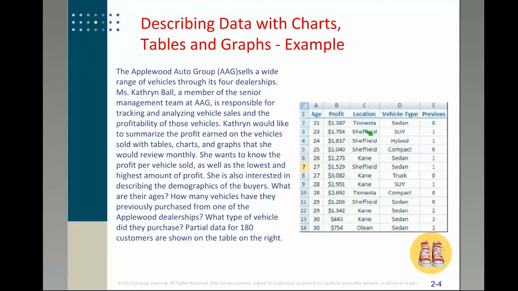Catherine would like to summarize the profit earned on the vehicles sold with tables, charts, and graphs that she would review monthly. She wants to know the profit per vehicle sold, as well as the lowest and highest amount of profit. She's also interested in describing the demographics of the buyers, such as their ages, how many vehicles they have previously purchased from one of the Applewood dealerships, and what type of vehicle they purchased. Partial data for 180 customers are shown in the table on the right.